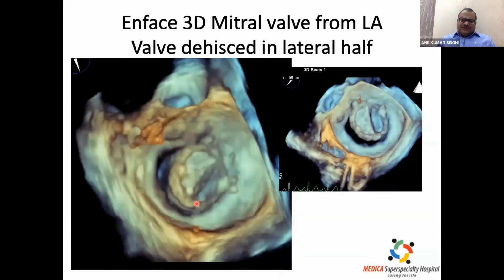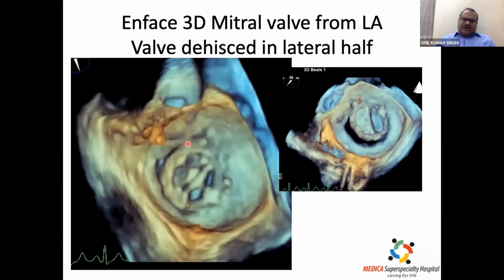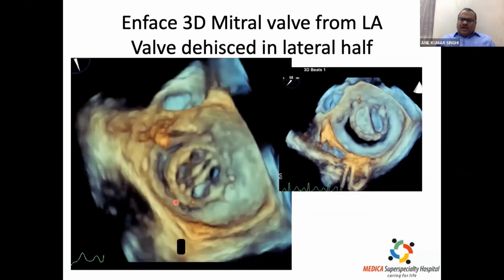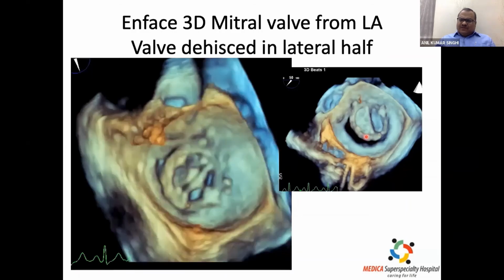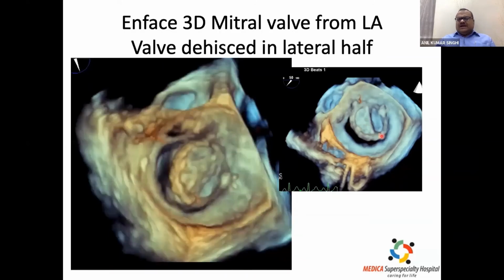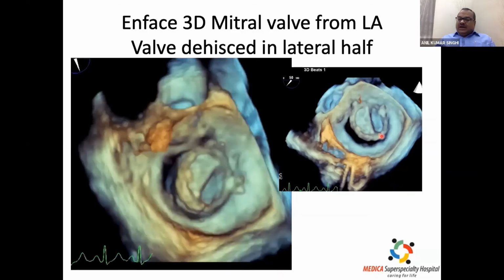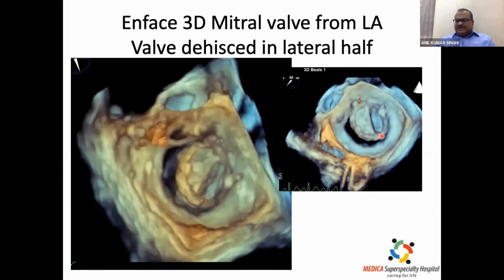You can appreciate the whole semilunar shape, the whole region has come off, and you can appreciate in the frozen image that this whole lateral 50% of the valve is no longer attached to the mitral annulus. It was extremely rare. I was expecting a leak of say 6-10 millimeters, and whether we could hook a device there, but it was more. It was an almost dehisced valve.